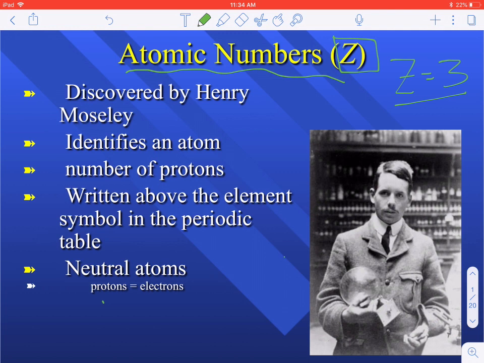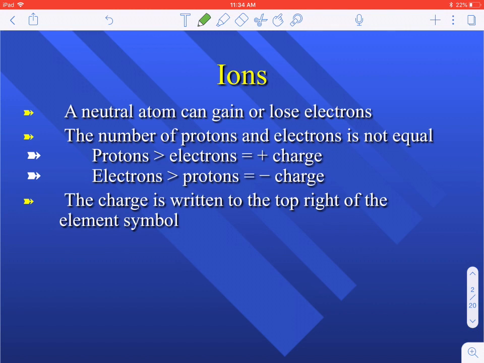Just so we're aware, and this should make sense, because protons are positive and electrons are negative, in a neutral atom the number of protons is equal to the number of electrons, right? Because you have 3 positive protons, you have 3 negative electrons, those would cancel out, and you would have overall a neutral atom. So how can we change the properties of an atom? Well, we can make a charged particle by gaining or losing electrons, right? We can't change the number of protons because remember, that relates to the identity.